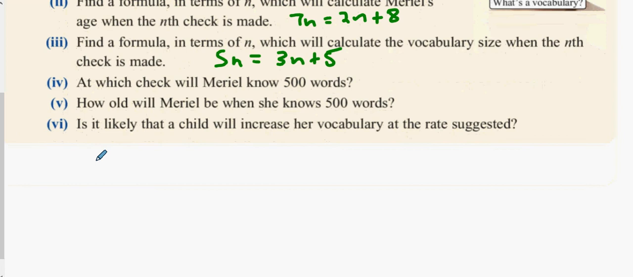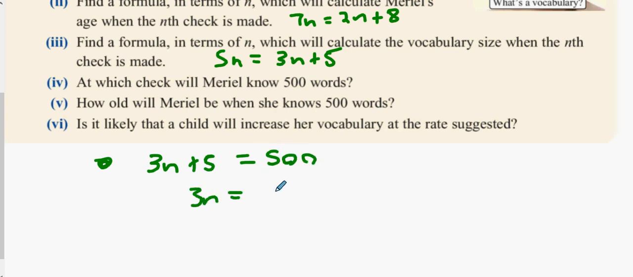At what check will Mariel know 500 words? So what do we say? 3n plus 5 equals 500. 3n equals 495. n equals 165. Yeah, her 165th check.